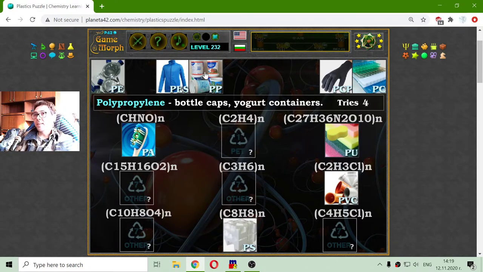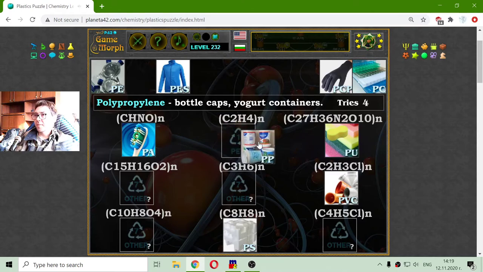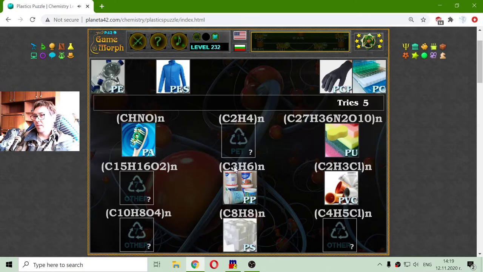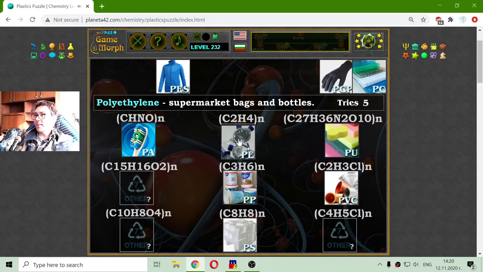Another popular plastic is the polypropylene. It is used for bottle caps and yogurt containers. Yes, there it was. It is 3 atoms of carbon and 6 atoms of hydrogen, repeating itself a lot of times. And while I'm there, I will sort the polyethylene, which is again used for supermarket bags and bottles. And I think the plastic island is created by a lot of polyethylene.